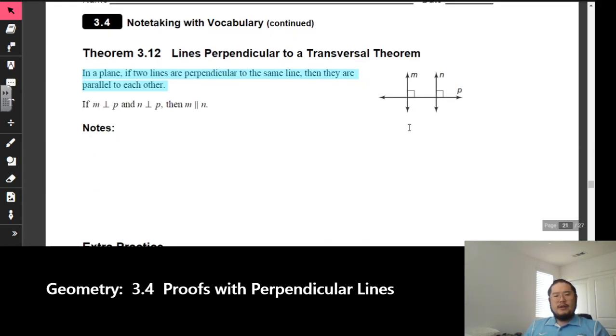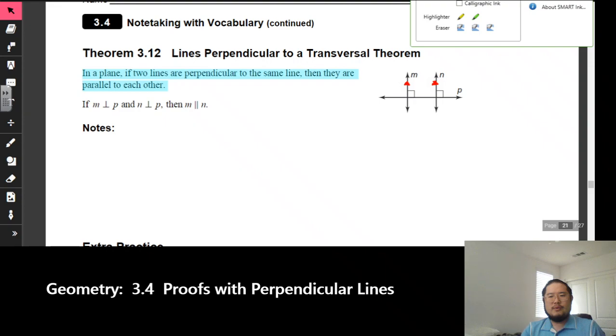In theorem 3.12, lines perpendicular to the transversal theorem: in a plane, if two lines are perpendicular to the same line, then they are parallel to each other. So if I know that M and N are both perpendicular to line P, and line P is the transversal, then that tells me that line M is going to be parallel to line N. All right, and that is the lines perpendicular to transversal theorem. Make sure you know the names of these theorems here.